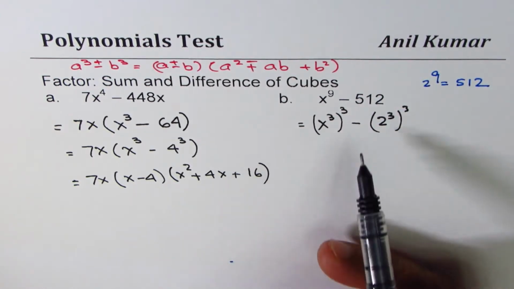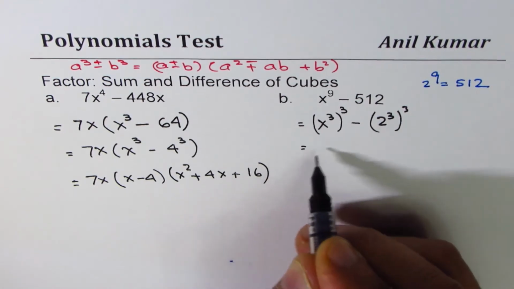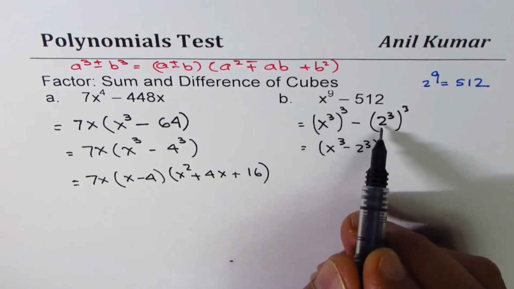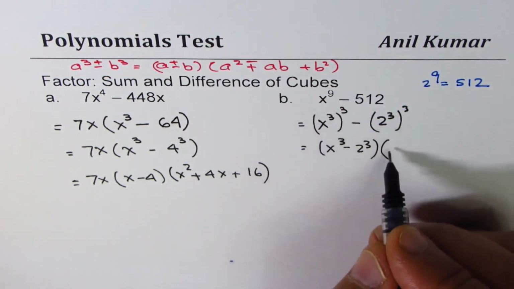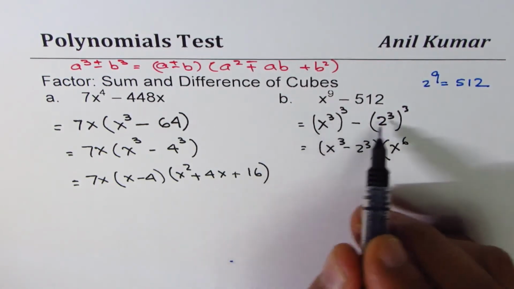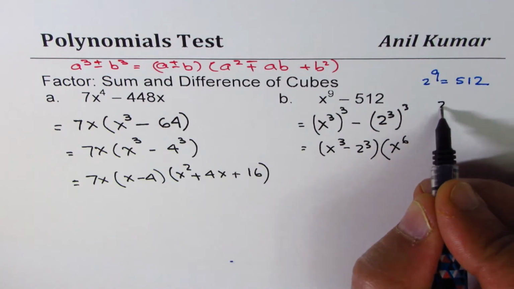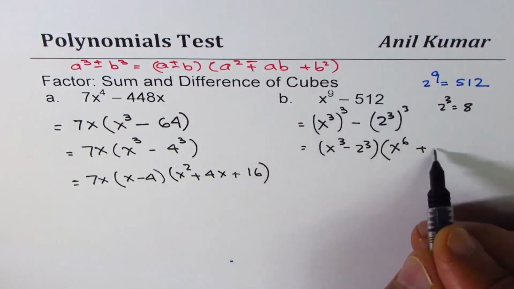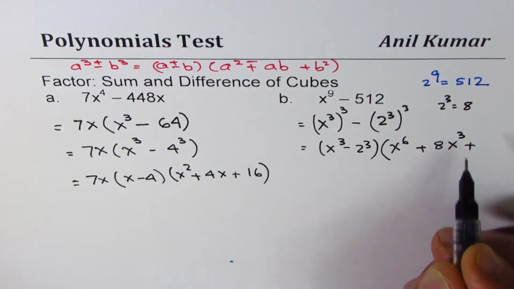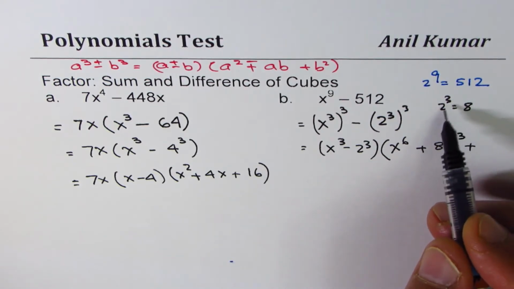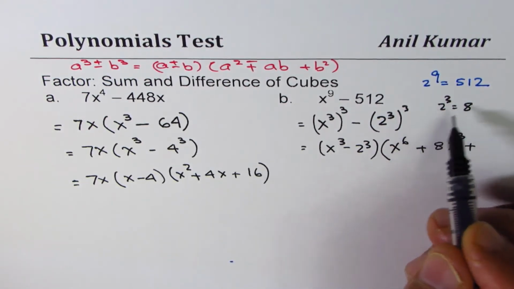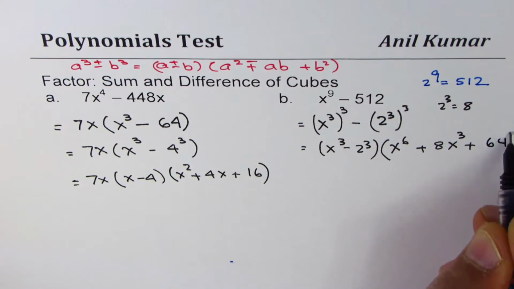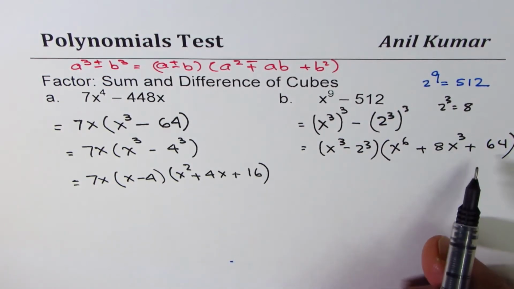Okay. Now we'll again apply the difference of cube formula. So that gives us x cubed minus 2 cube. A is x cubed, b is 2 cubed, times square of x cubed, which is x to the power of 6. Product of these two, 2 cubed is 8, right? So I'll write plus 8x cubed, plus square of 2 cubed, which is 8 squared, 64. So I'll write 64 here. Perfect. So that becomes the factored form.